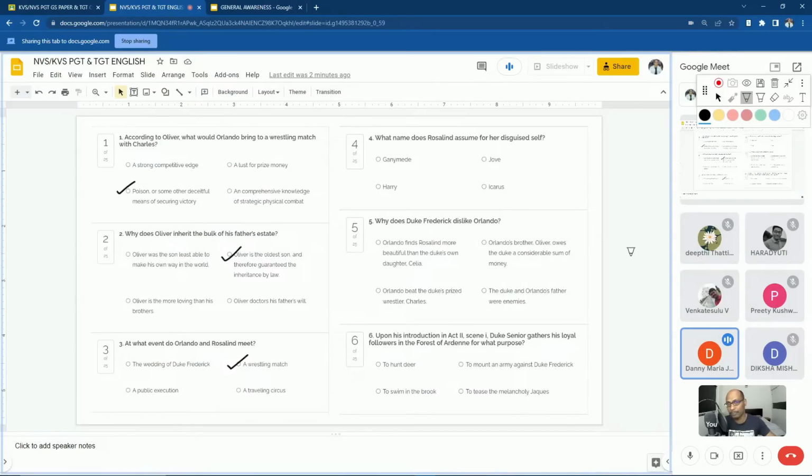What name does Rosalind assume for the disguise itself? Ganymede, Job, Harry, Icarus. Ganymede, sir. Right, it's Ganymede. Correct. Next question.